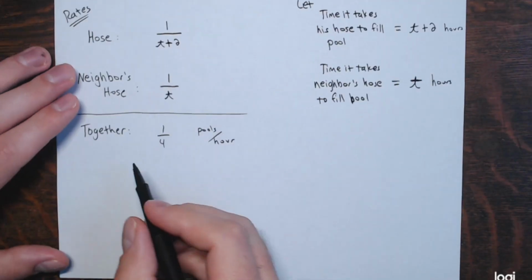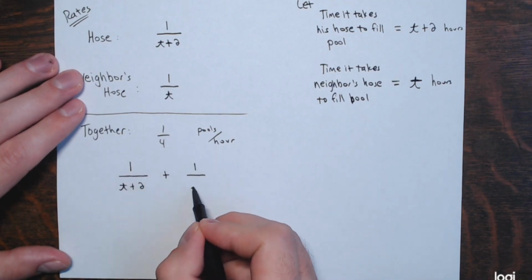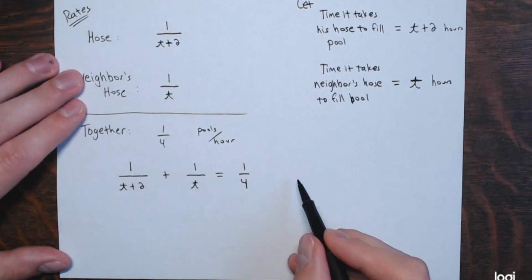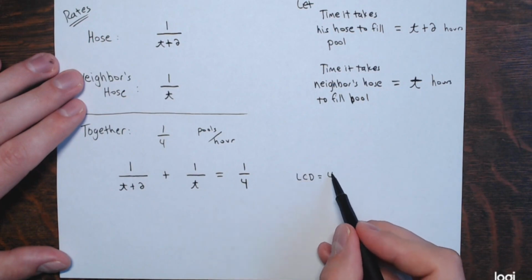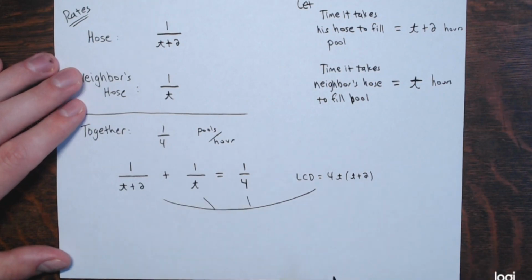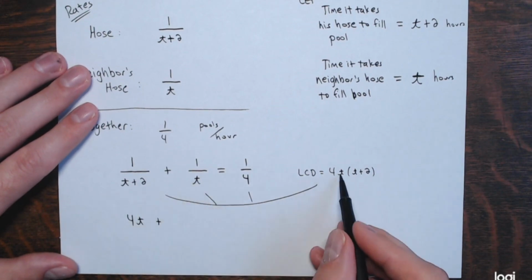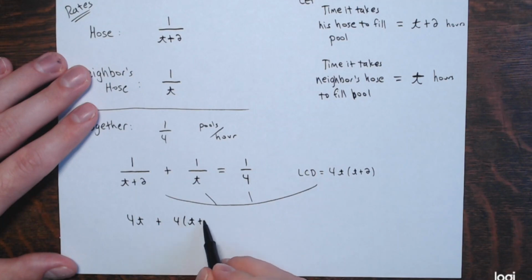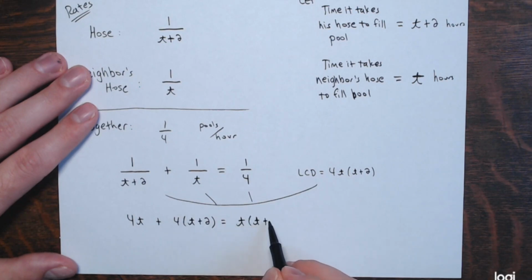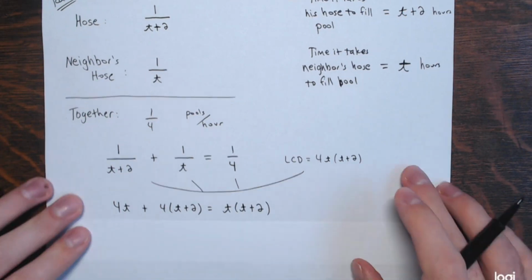So 1 over T plus 2 plus 1 over T equals 1/4. All right, now the LCD is 4 times T plus 2 here. And this is going to be multiplying every single term. First term, you just have 4T plus second term, the T's would cancel. You have 4 times the quantity T plus 2. And then equals on the other side, the 4's would cancel. You just have T times T plus 2. Right, we're solving this quadratic equation for T and then answering our questions.